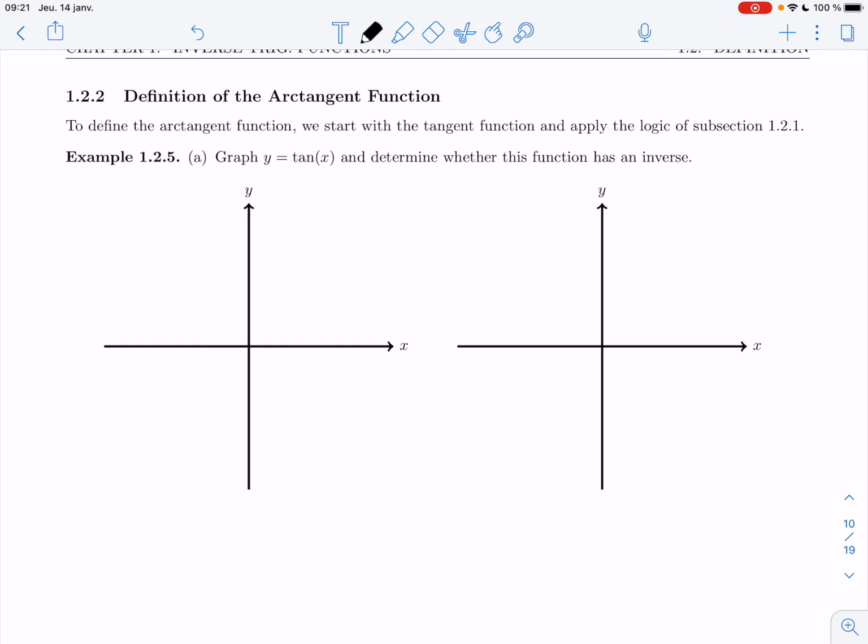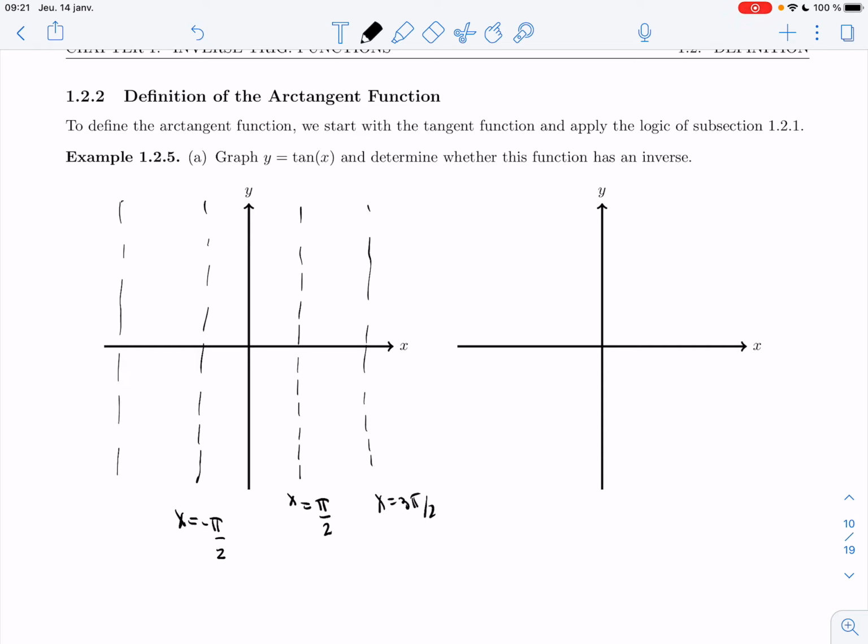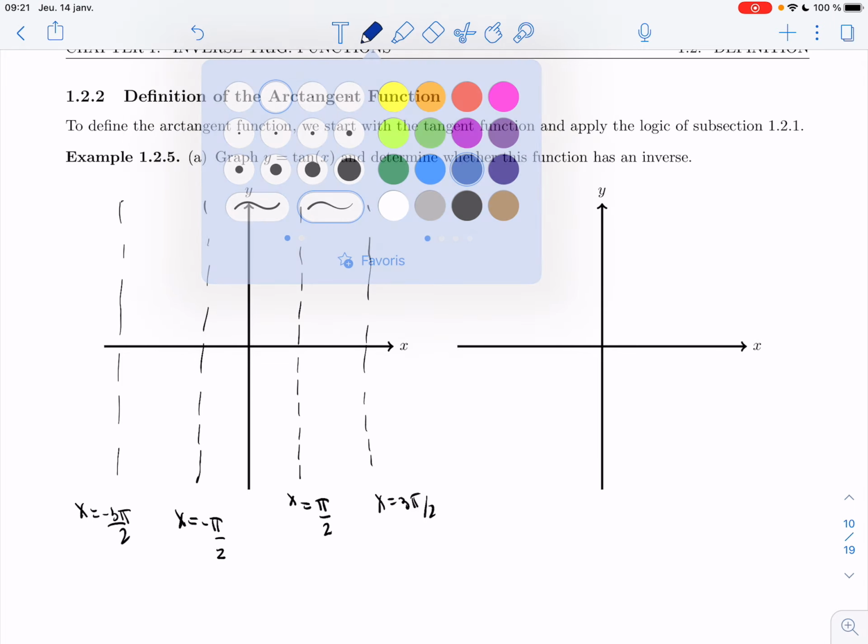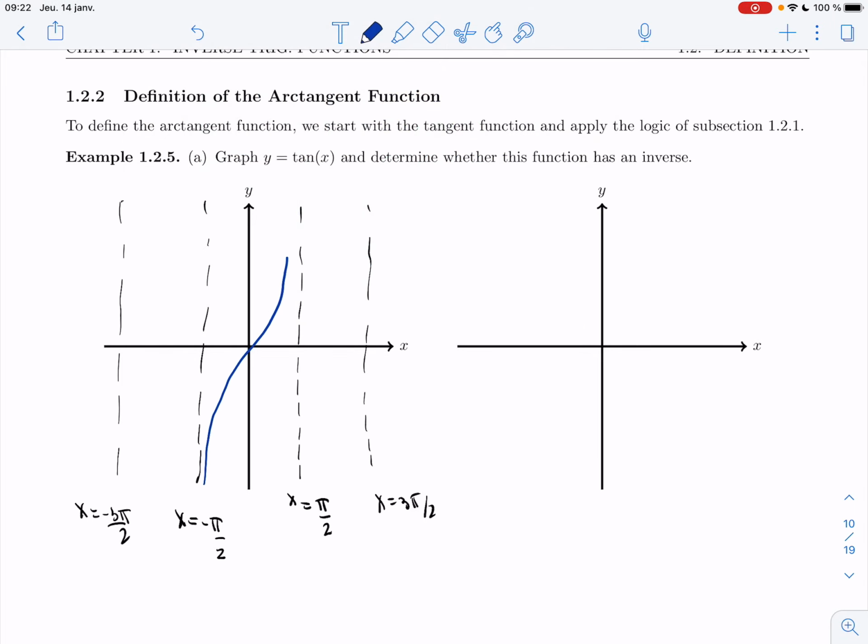All right, so tangent has vertical asymptotes at pi on 2, 3 pi on 2, minus pi on 2, and minus 3 pi on 2. It goes up, up, and it keeps going. So this is tan of x.